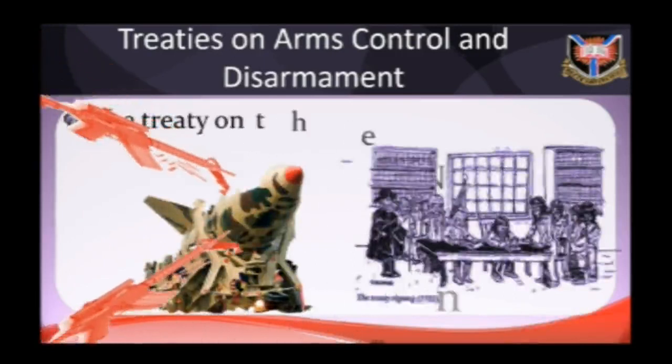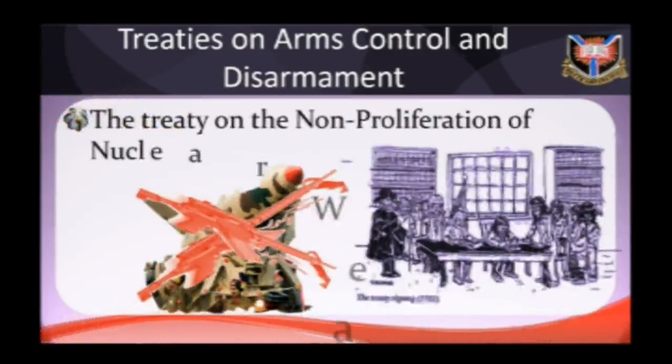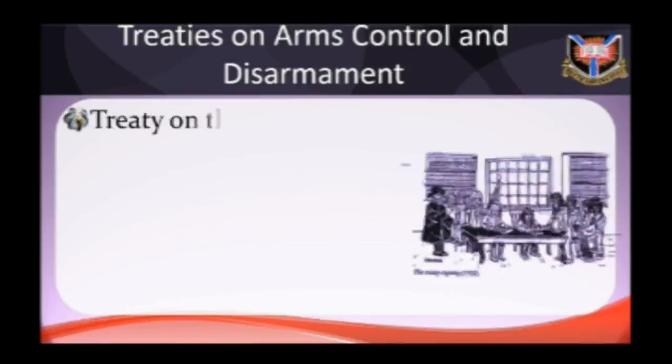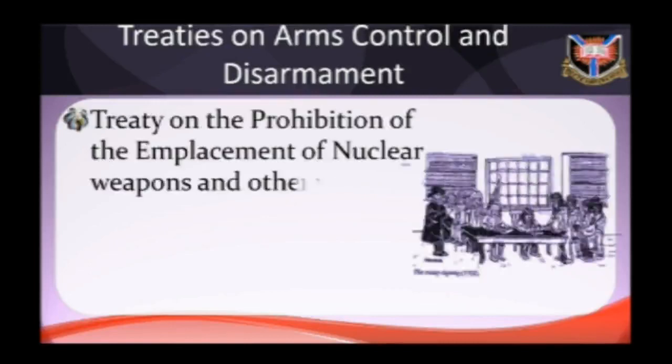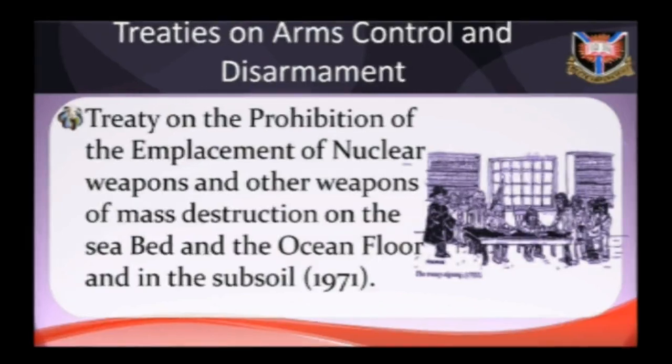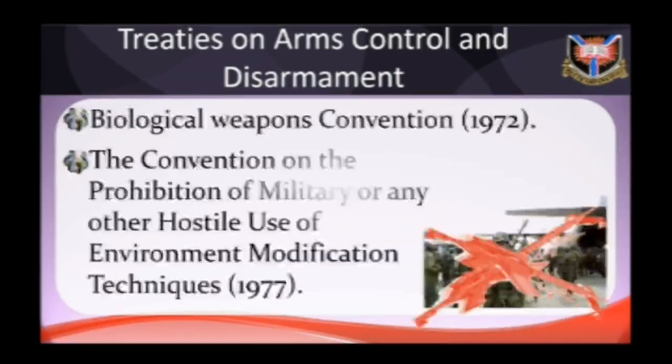5. The Treaty on the Non-Proliferation of Nuclear Weapons of 1968. It aims at preventing the spread of nuclear weapons and promoting nuclear disarmament. 6. The Treaty on the Prohibition of the Emplacement of Nuclear Weapons and Other Weapons of Mass Destruction on the Seabed and Ocean Floor and the Subsoil, which was held in 1971. 7. The Biological Weapons Convention of 1972.